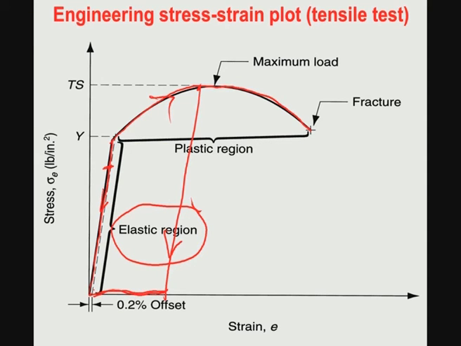So, this plastic deformation property is very important, because it essentially dictates how much deformation a metal can undergo under processes such as rolling, forging or extrusion. Okay.